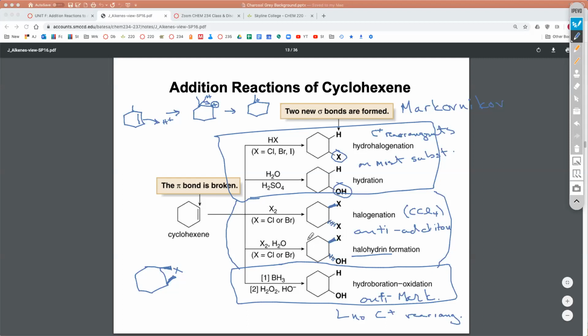Obviously, if we were dealing with something that wasn't a ring, then you'd have to really evaluate the stereochemistry to make sure that you understand where everything is in space. The ring just makes it a little bit easier to analyze. When we get down here to hydroboration oxidation, here we get syn addition.